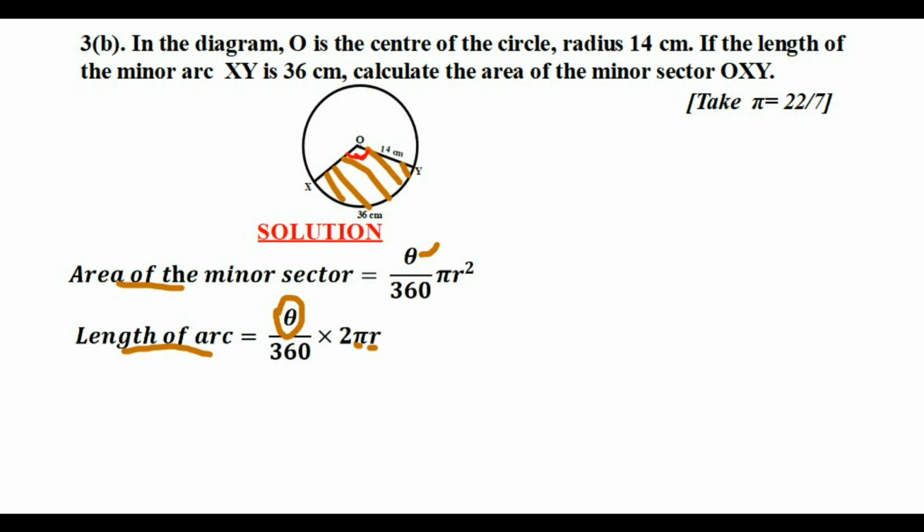Now, the length of arc has been given as 36, and when you slot the given values into this length of arc equation, what do we have? What we're going to have looks like this: 36, which is the length of arc given in the question, 36 centimeters, equals theta over 360 multiplied by 2 multiplied by 22 over 7 multiplied by 14, which is this r, given as 14 centimeters. Alright, now let's simplify this equation further. Looking at this, we can cross this: 7 goes into 14, it's going to be 2.